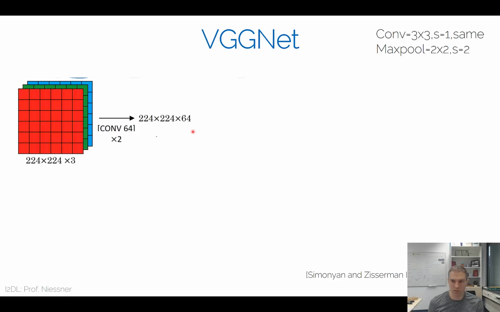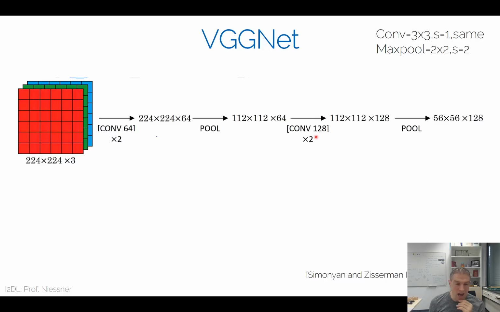Then they do a pooling, so they halve the resolution. It's a 2x2 pooling with a kernel of 2 and stride of 2. So we go from 224 to 112 times 112 times 64. Then we run again two times a 128 channel convolution. The resolution stays the same, 112 times 112, but now we already have 128 features. We run another pooling afterwards, halving the resolution to 56 times 56 times 128.